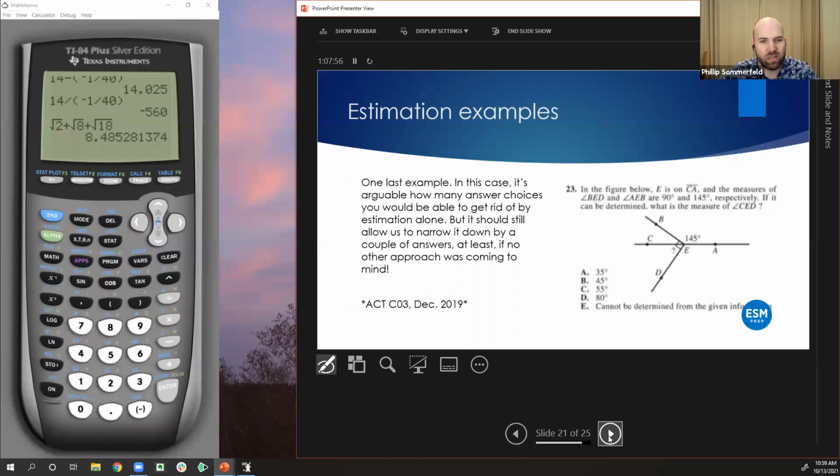This one here, another great example, where if you're not entirely sure, really the only information you're given is 145 and the 90 degrees here. And they're asking you, what is the measure of CED? So this angle here. And you may ask yourself, I have no idea how to get there, right? Well, if you look at the angle itself, it's pretty clear it's not 90 degrees. So it's not even close to 90 degrees, excuse me. So it's probably not 80. And then it looks to be substantially bigger than 35. So I would probably get rid of that, right?